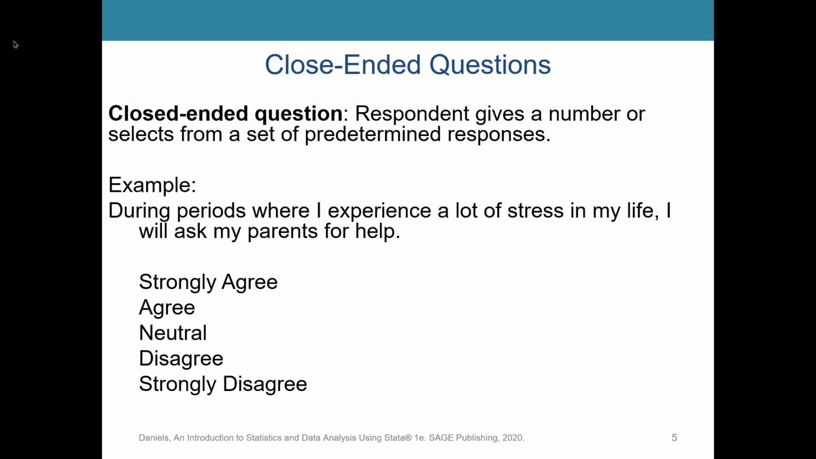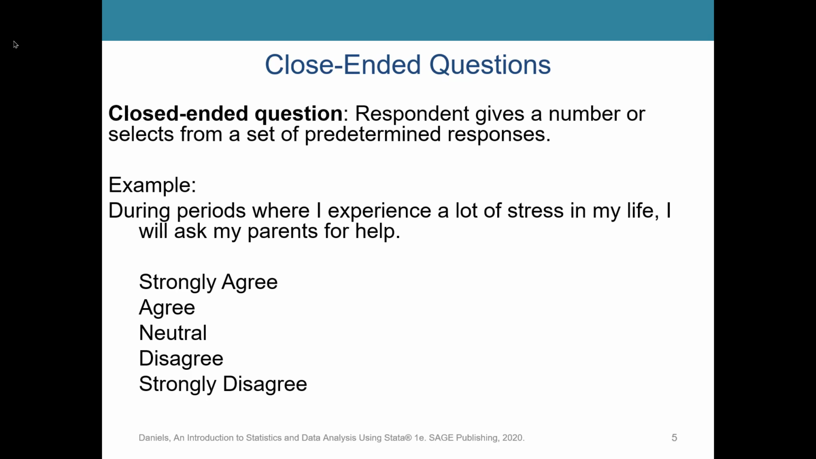Closed-ended questions, in contrast, the respondent is given a number or selects from a set of predetermined responses. So, for example, during periods where I experience a lot of stress in my life, I will ask my parents for help. The respondent can say strongly agree, neutral, disagree, or strongly disagree. There's a set of predetermined responses, and that's all the responses that were given them, right? They have to choose one of those 5.